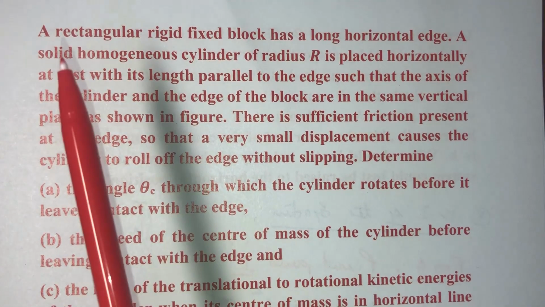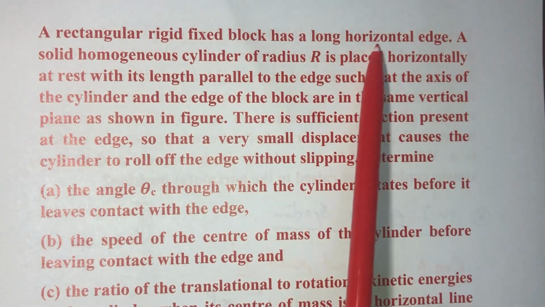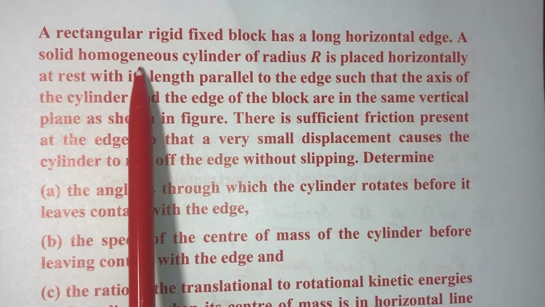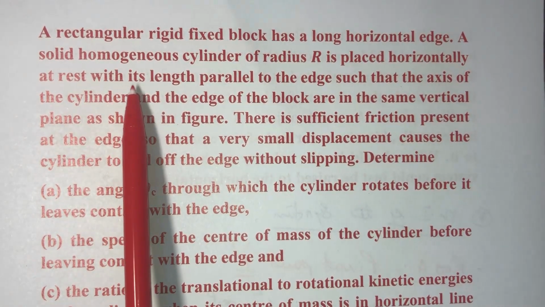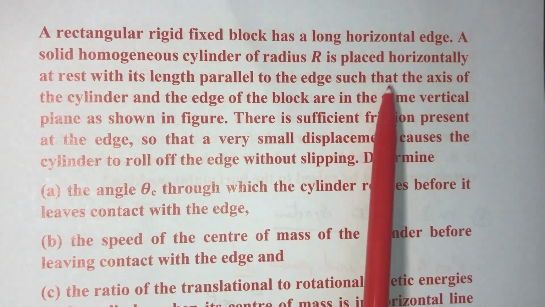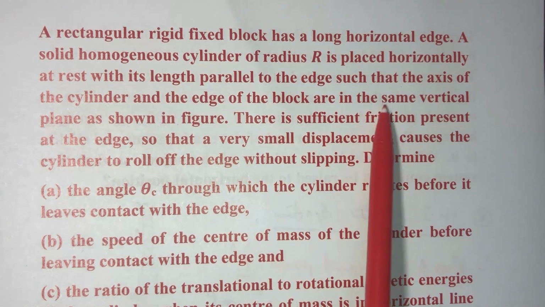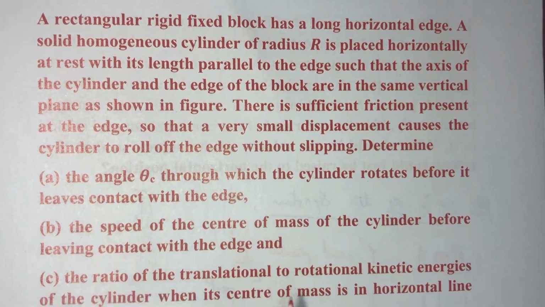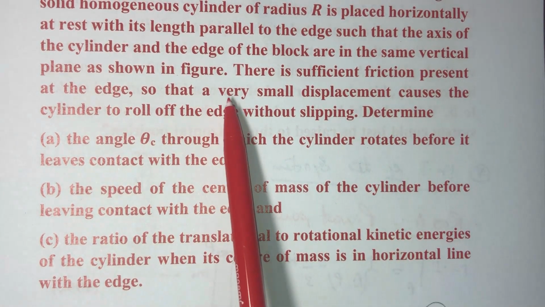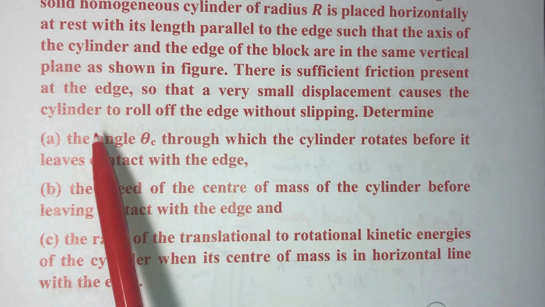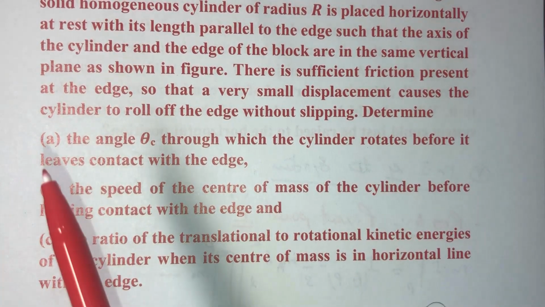Hello friends, today's question. A rectangular, rigid fixed block has a long horizontal edge. A solid homogeneous cylinder of radius r is placed horizontally at rest with its length parallel to the edge such that the axis of the cylinder and the edge of the block are in the same vertical plane as in figure. There is sufficient friction present at the edge so that a very small displacement causes the cylinder to roll off the edge without slipping. Determine, so we have four things to be found out.